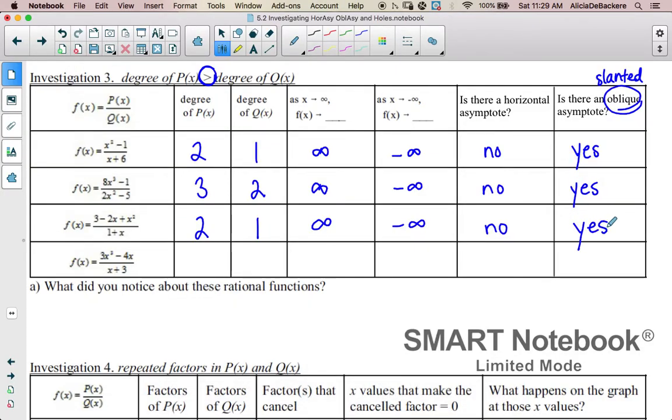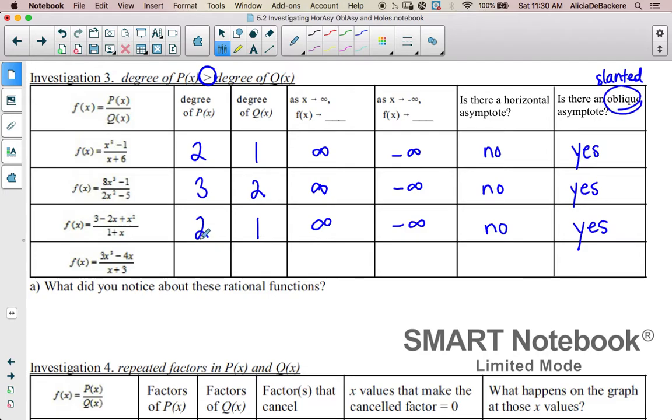Notice that the question is never what is the oblique asymptote, it's just is there one or not? And that's the only question you're going to be asked in this course, even though you actually already have all the math tools to figure out the equation of that oblique asymptote. I will not ask you to do that in this course.